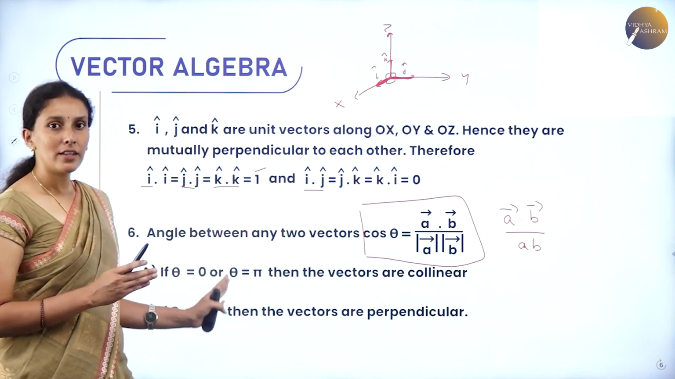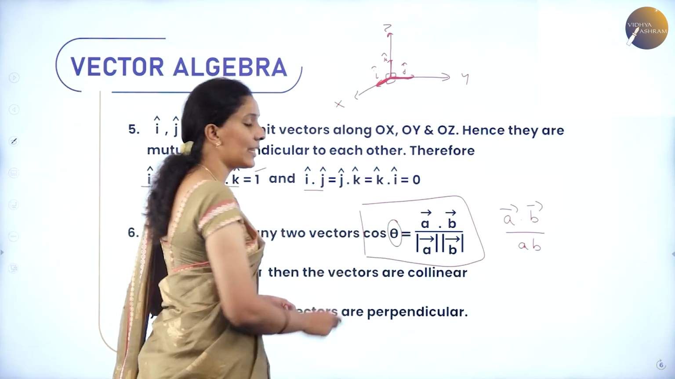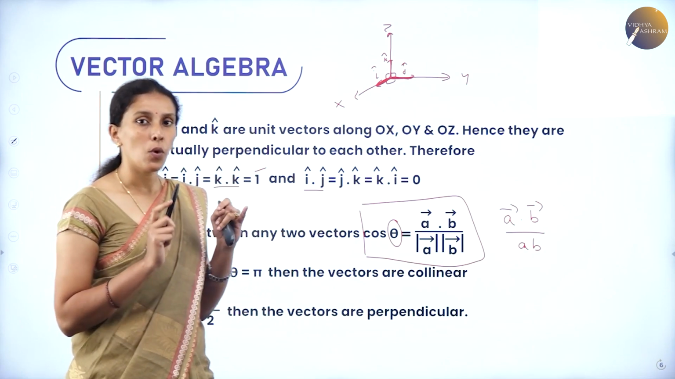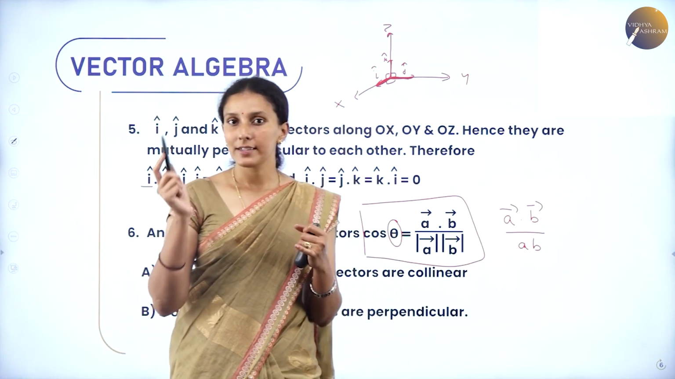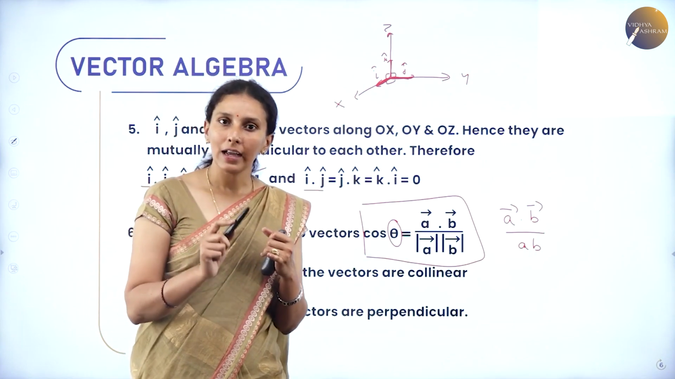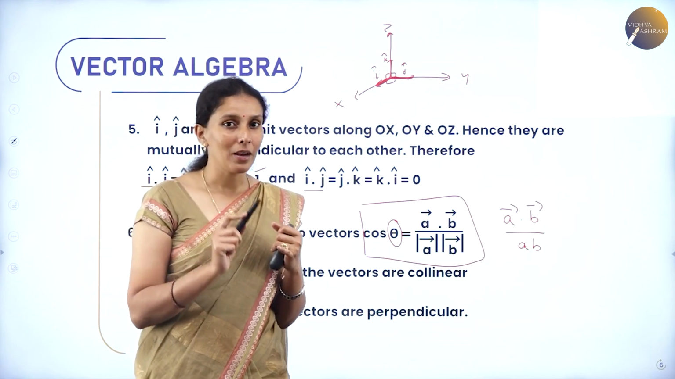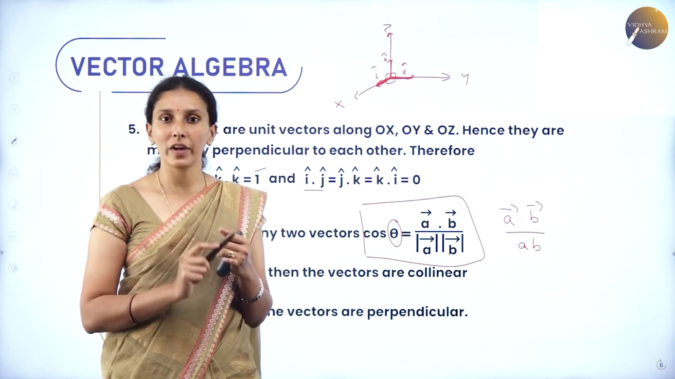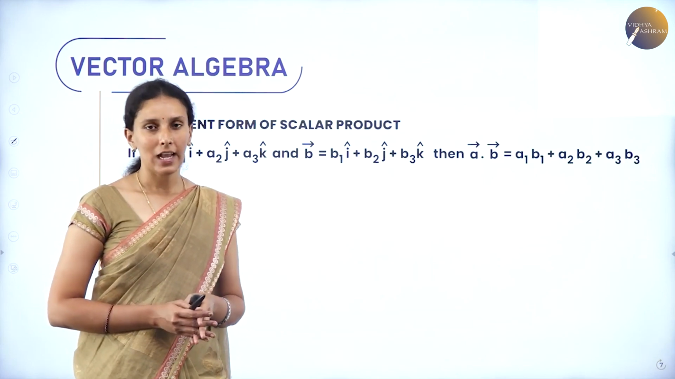Now again, if theta is equal to pi by 2, then the vectors are perpendicular. If we get the value of theta as pi by 2, that means the vectors are perpendicular. Thus, what we can conclude in a dot product, if A dot B is 0, then we can say the vectors are perpendicular. If the angle between them is pi by 2, then that is also nothing but they are perpendicular. If the angle between them is 0, that is if cos theta is 1, then we can say the two vectors are collinear. Next, we come across the component form of a scalar product.